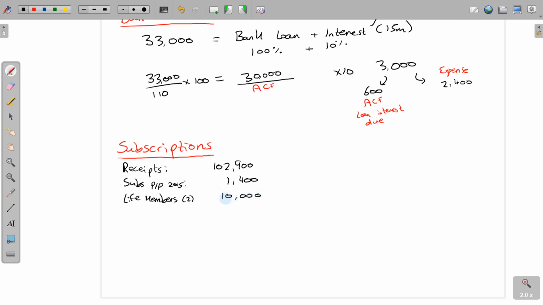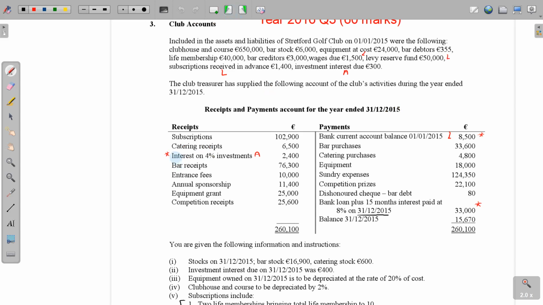Do we treat life members separate to subscriptions? We sure do. Life memberships are liabilities, not income, so we must take it away from subscriptions. Now, this does not go into the accumulated fund because this happened in 2015. We're only interested in the accumulated fund of assets on the 1st of 1st, 2015.